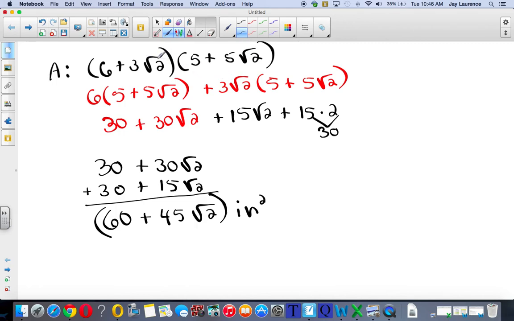Remember that when you have area, you have to double distribute. But when you do, you're going to multiply the first part of the binomial by the entire second binomial, and then the second term of the binomial by the entire binomial. Make sure you get these right.